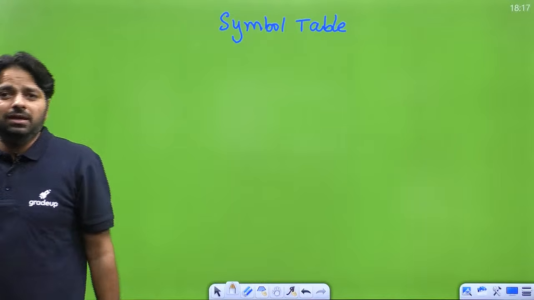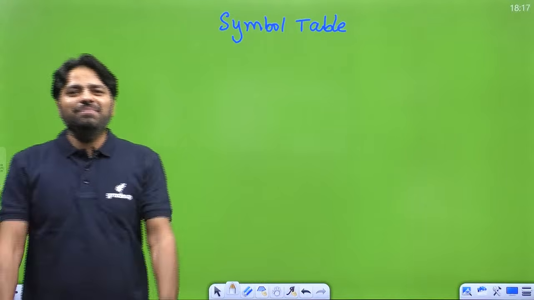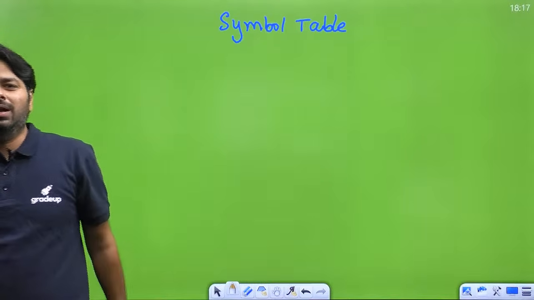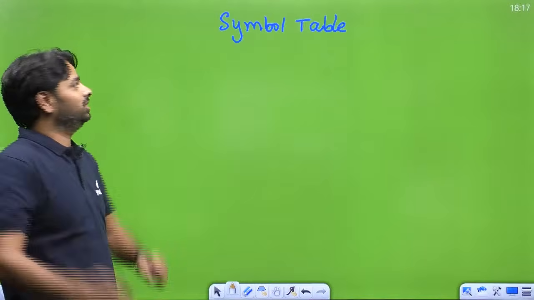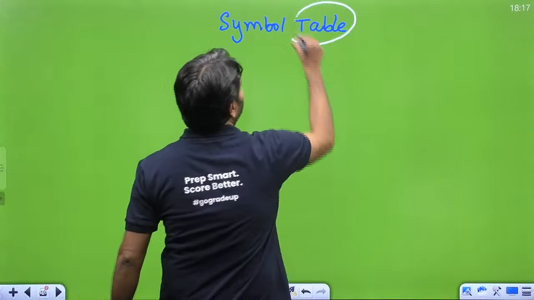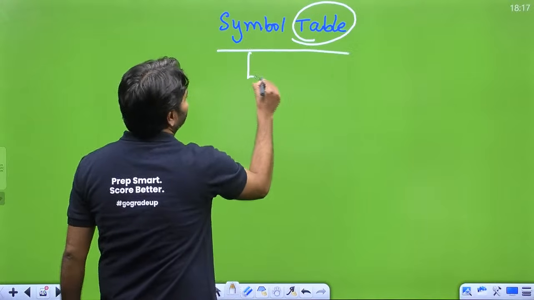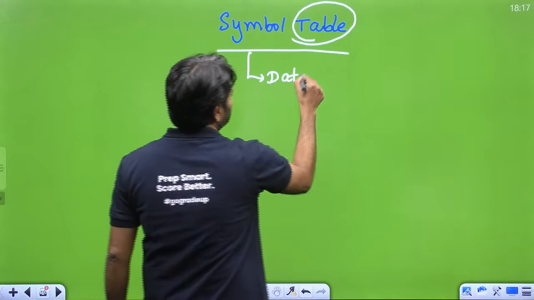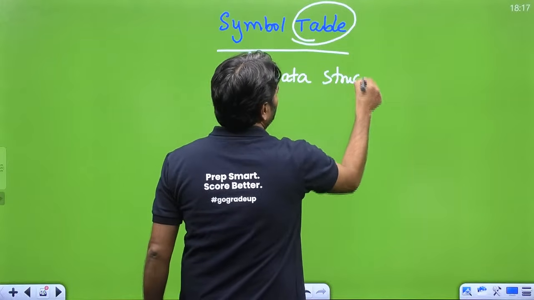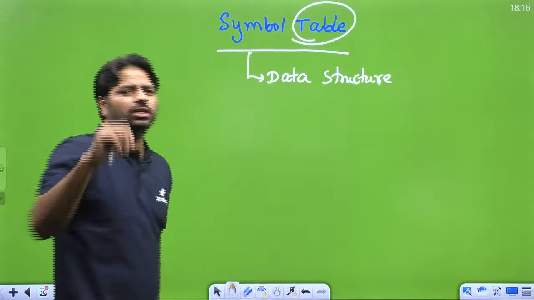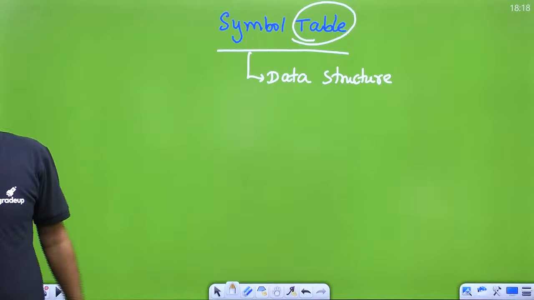Symbol table is a symbol table? Right. Symbol table is a data structure. Good point, Agarwal. It is a data structure, because it's a table, so it is definitely a data structure. Good answer. But why do you need a data structure? Already you have a program in compiler.